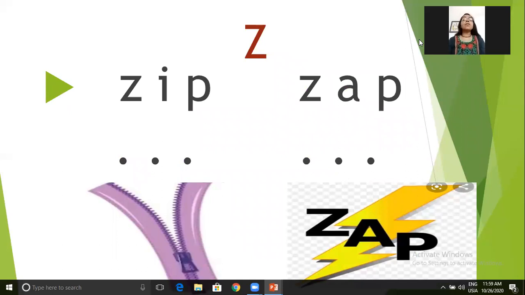Phonic word of Z is Z-I-P. Here we are having three dots. That means we have three sounds. Z-I-P. Z-A-P. Again we have three sounds. Z-A-P. Zap.